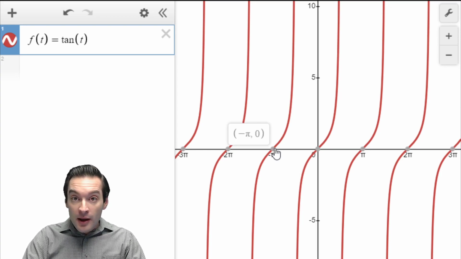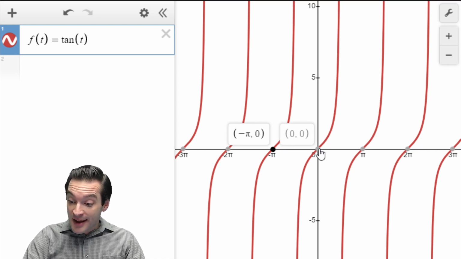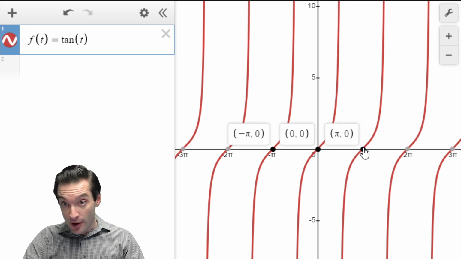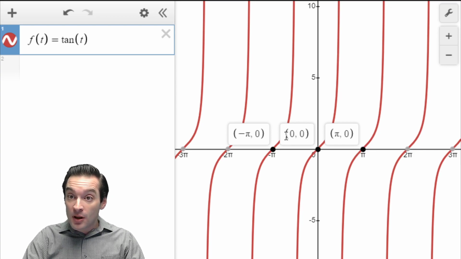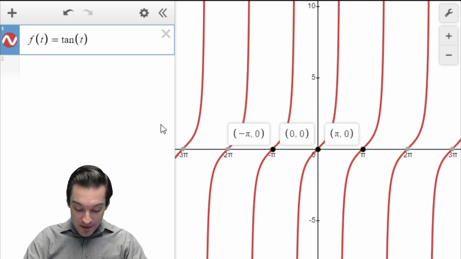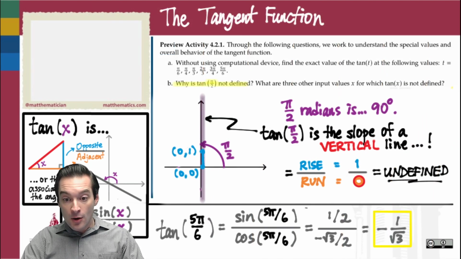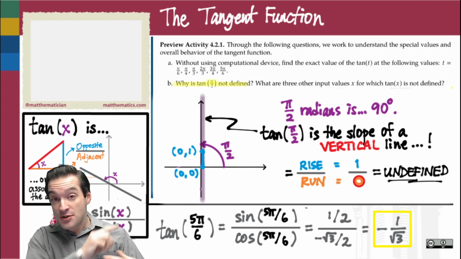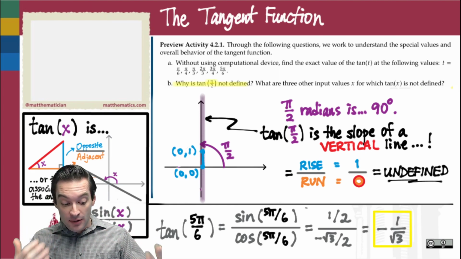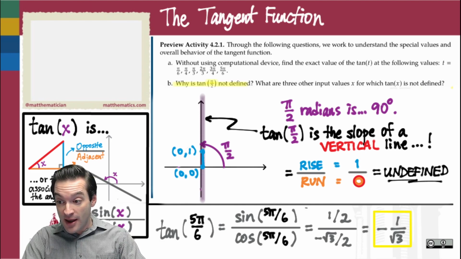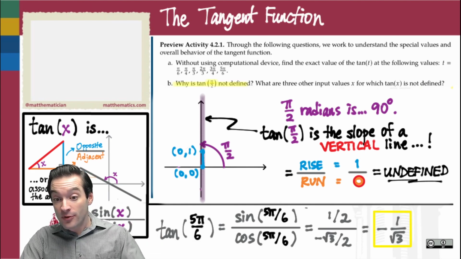Take a look first of all at where its x-intercepts are. The tangent of t is equal to 0 when t is a multiple of pi. Let's think again for a moment about why that makes sense with respect to our previous definition of how tangent works. Remember that the tangent is the slope of the line that makes that angle with the positive x-axis. So when the tangent is equal to 0, it means that the slope of that line is equal to 0. Well, what lines have a slope of 0?